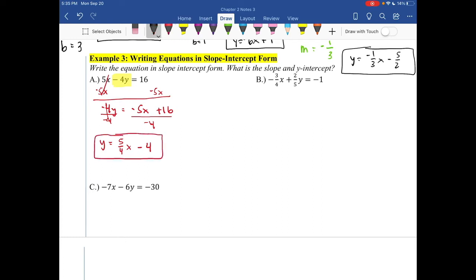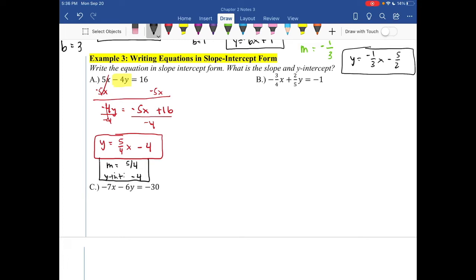Now that it's in slope-intercept form, we can easily identify the slope and the y-intercept. The slope is whatever's in front of your x term, so 5/4, and the y-intercept is -4. Remember, you always need to include signs with your numbers when identifying the slope and the y-intercept.